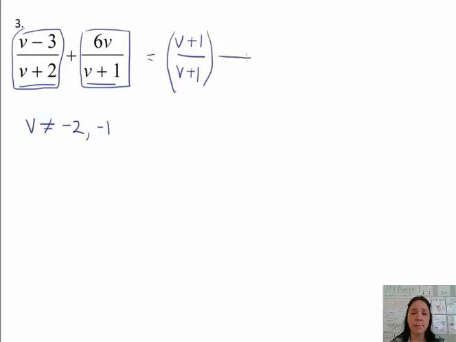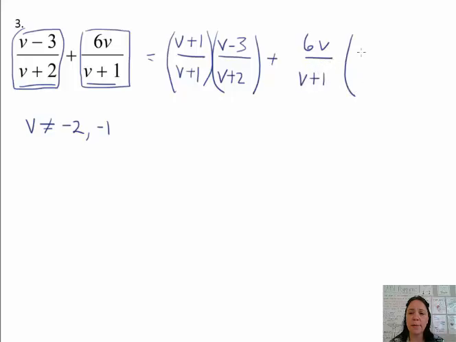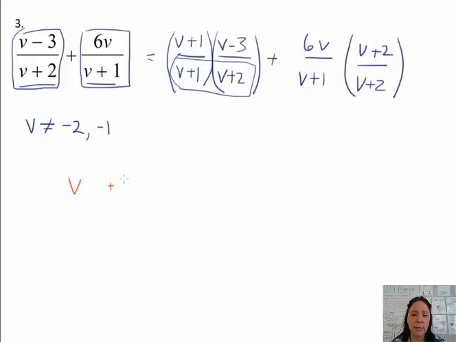This is going to be multiplied by v minus 3 over v plus 2. And we're going to add that to 6v over v plus 1 times v plus 2 over v plus 2. If you don't remember how to do this multiplication, remember that you can always set up a little tic-tac-toe grid, v plus 1, v plus 2.